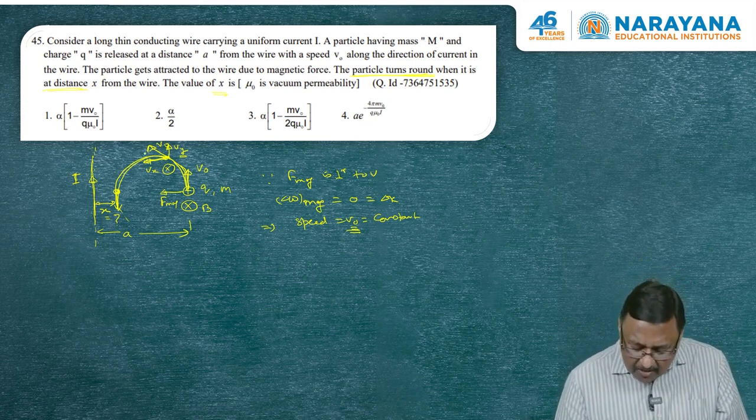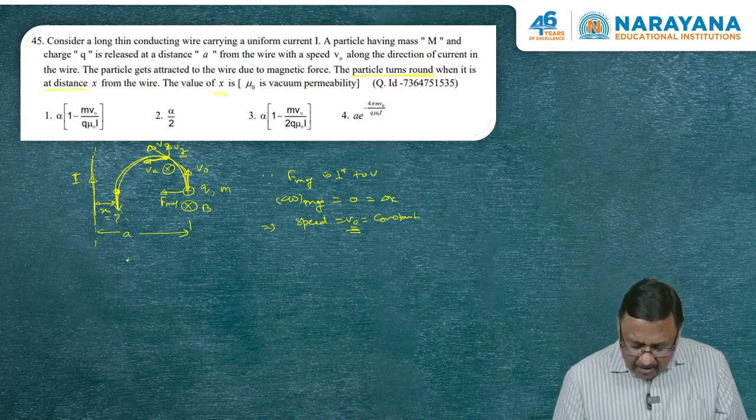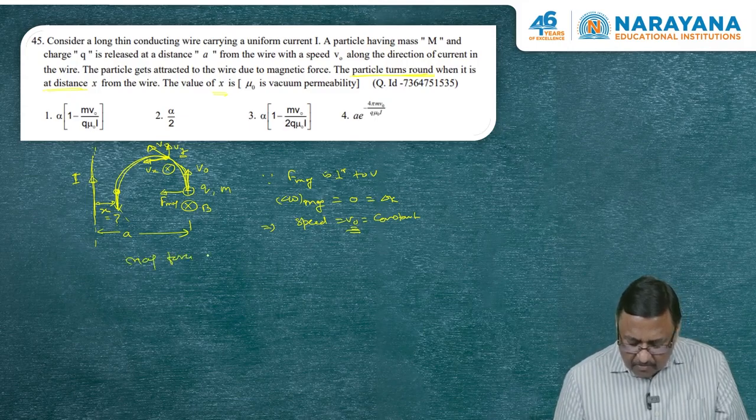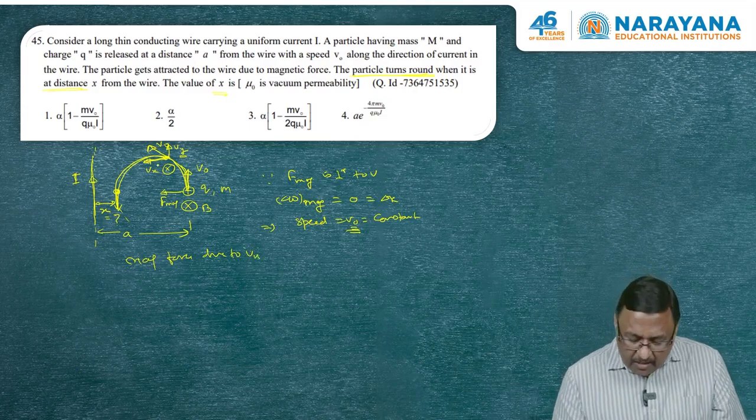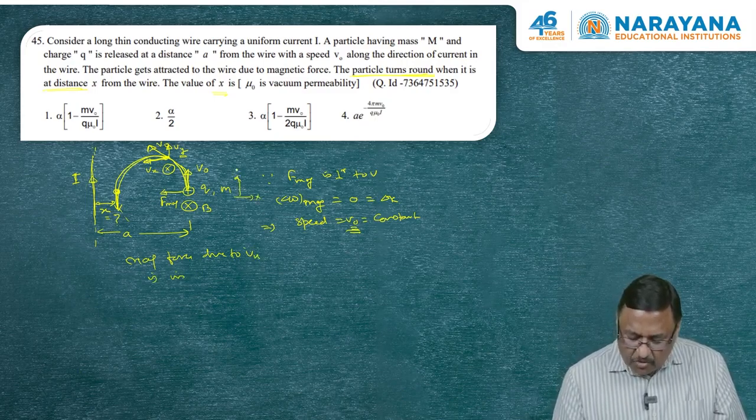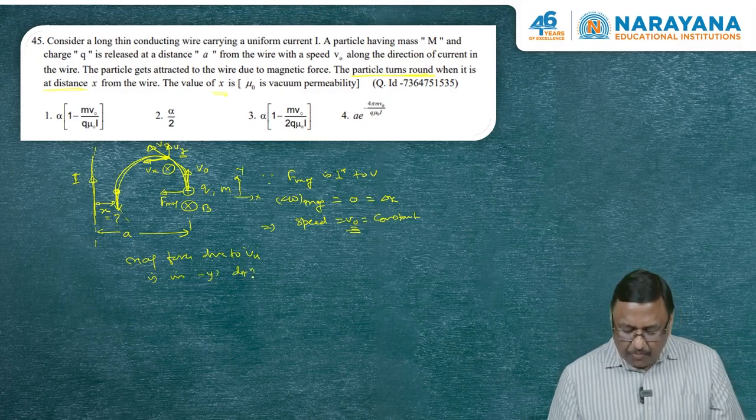But if I am writing this force because of Vx, if I write F magnetic because of Vx, so magnetic force due to Vx, is in downward direction. Suppose I consider this to be x direction, this to be y direction, I can say it is in negative y direction. I hope you see this question very easily.